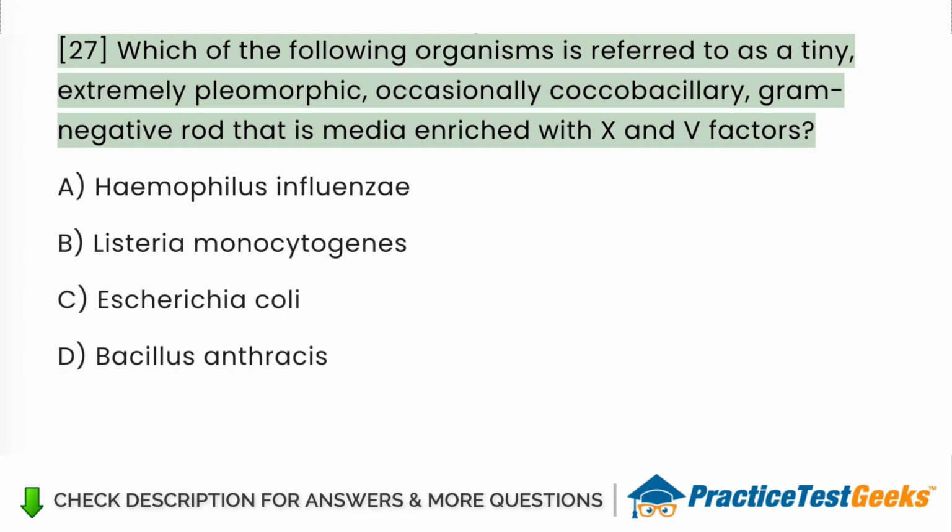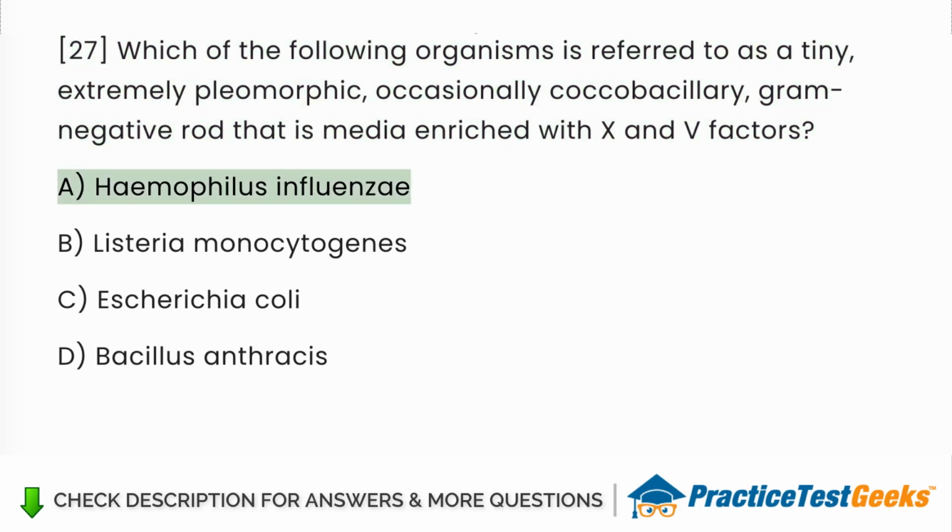Which of the following organisms is referred to as a tiny, extremely pleomorphic, occasionally coccobacillary, gram-negative rod that is media enriched with X and V factors? A. Haemophilus influenza. B. Listeria monocytogenes. C. Escherichia coli. D. Bacillus anthracis.